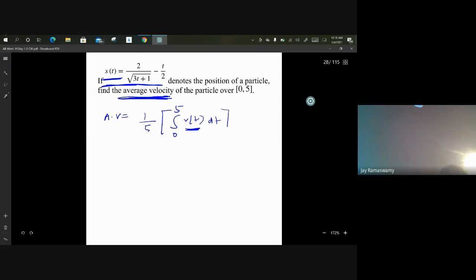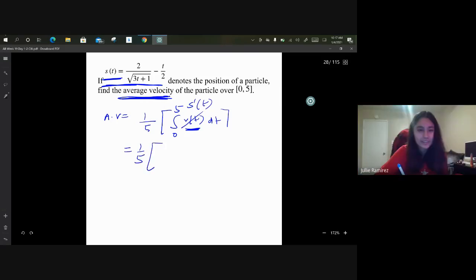Okay, we can write v of t as s dash of t. Very smart. So what is your last step? So 1 over 5 times s of 5 minus s of 0.